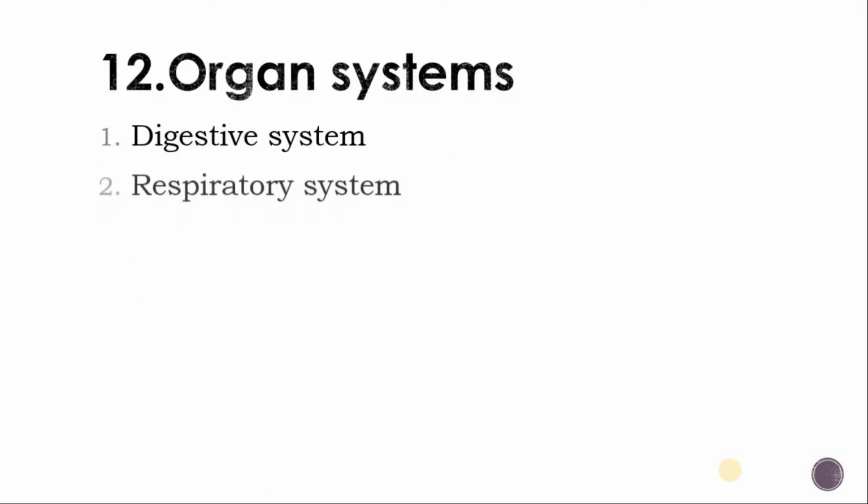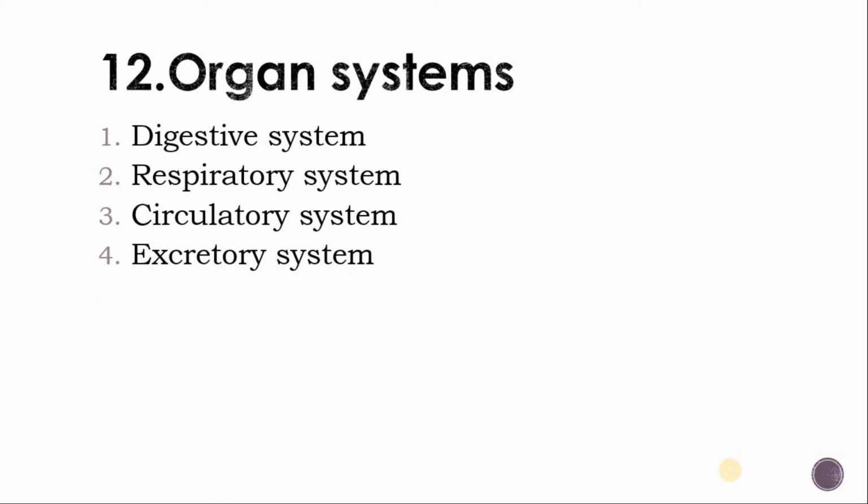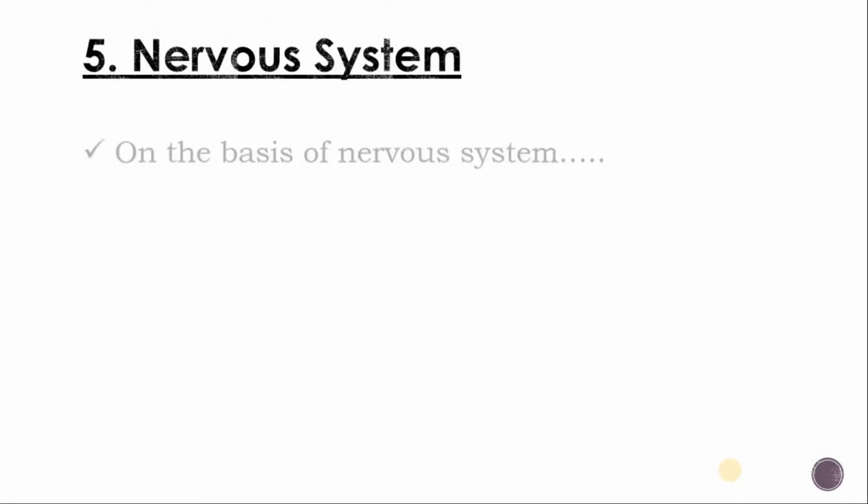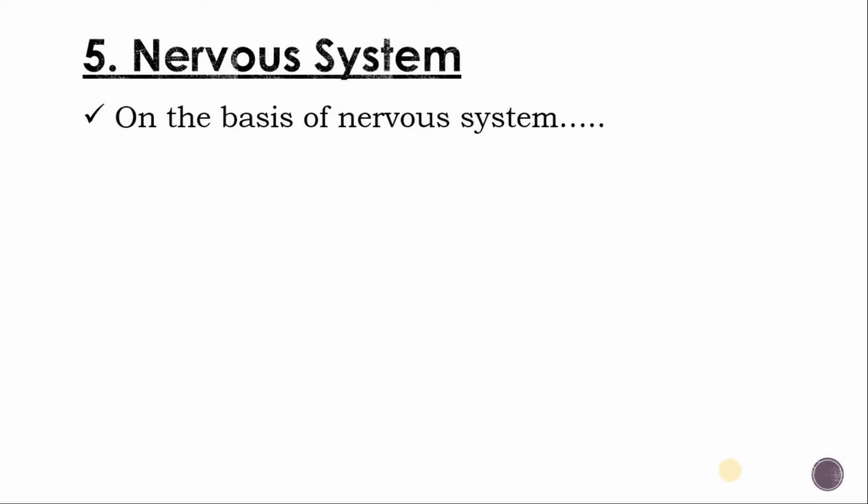The first four organ systems were the digestive system, respiratory system, circulatory system, and excretory system. In today's session, we are discussing the other remaining systems: nervous system, skeletal system, and reproductive system. Now, first we jump to the nervous system. On the basis of the nervous system, we are classifying and comparing all the living organisms.